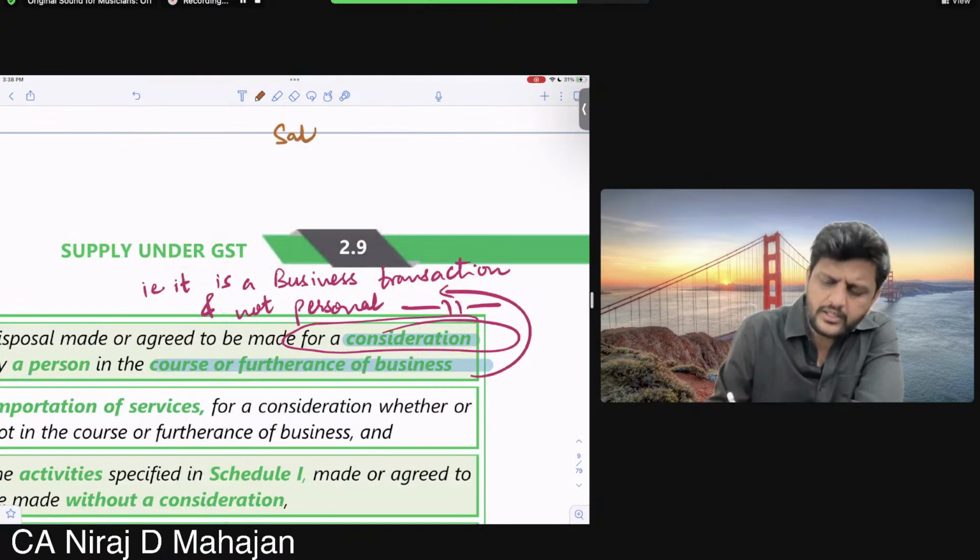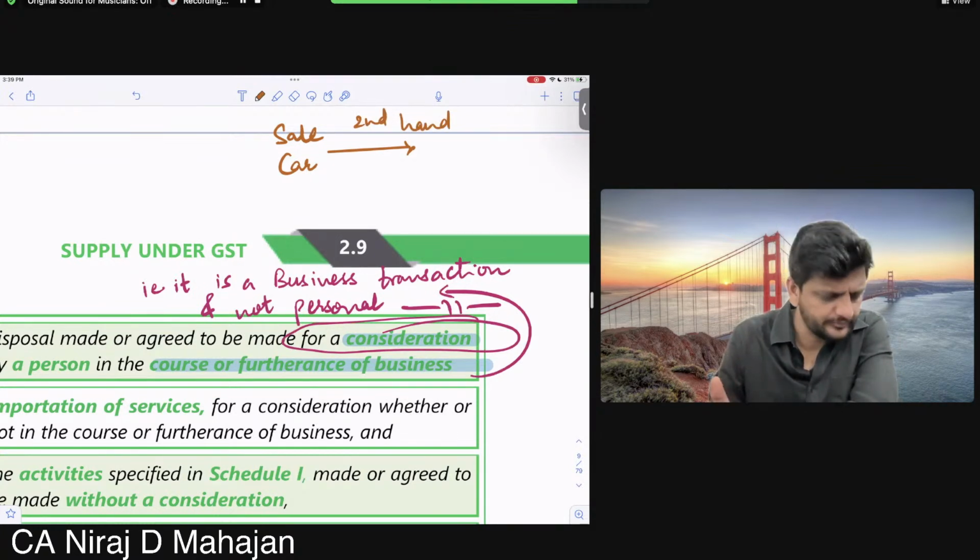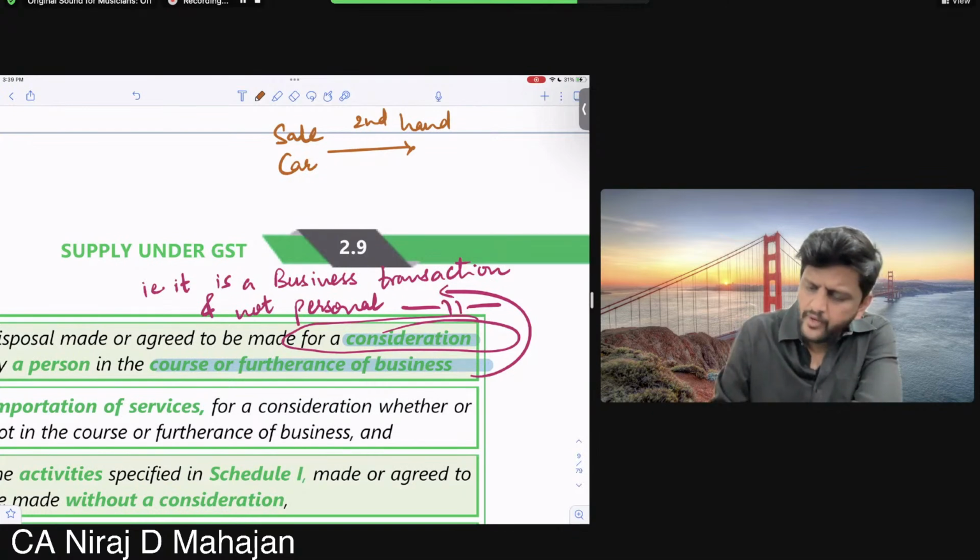If I sell a car, sold. Obviously, right now I'm discussing a second hand car sold. Second hand means my car is older now, and I'm getting rupees 1 lakh against it. Okay? Everyone okay till here?